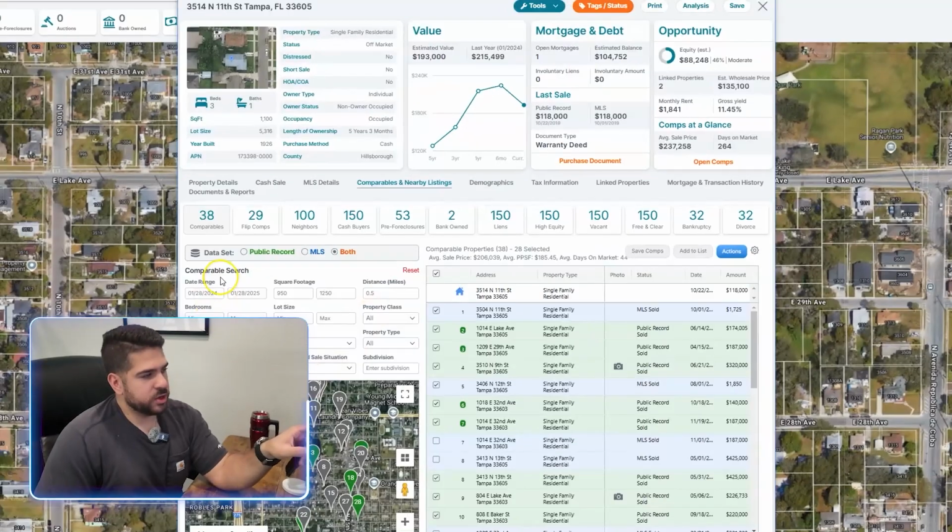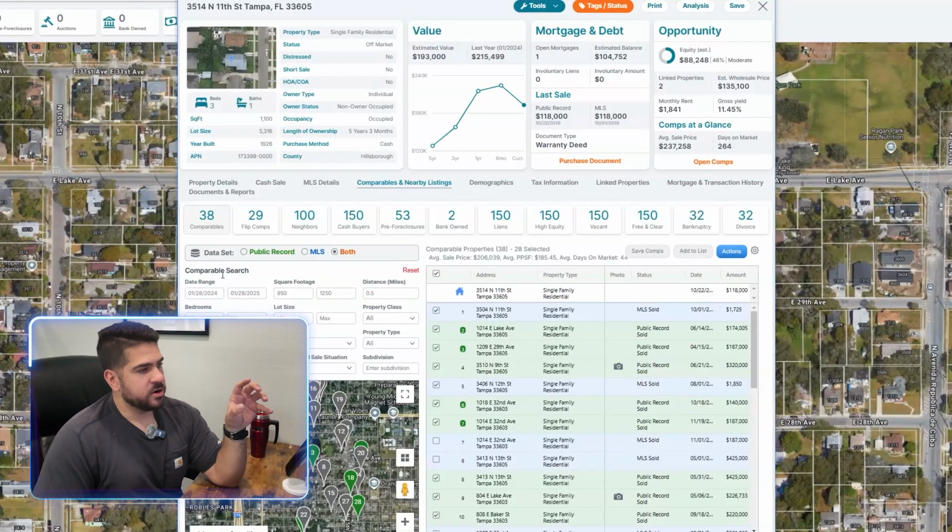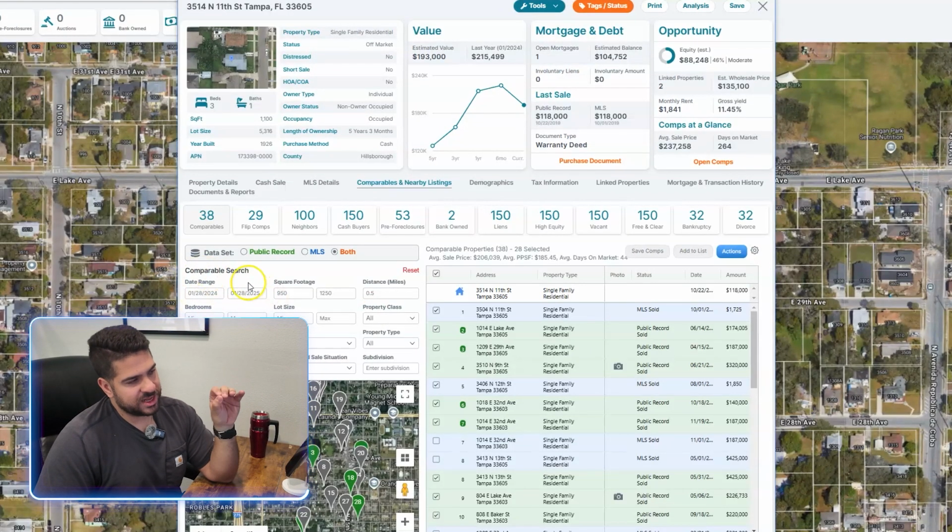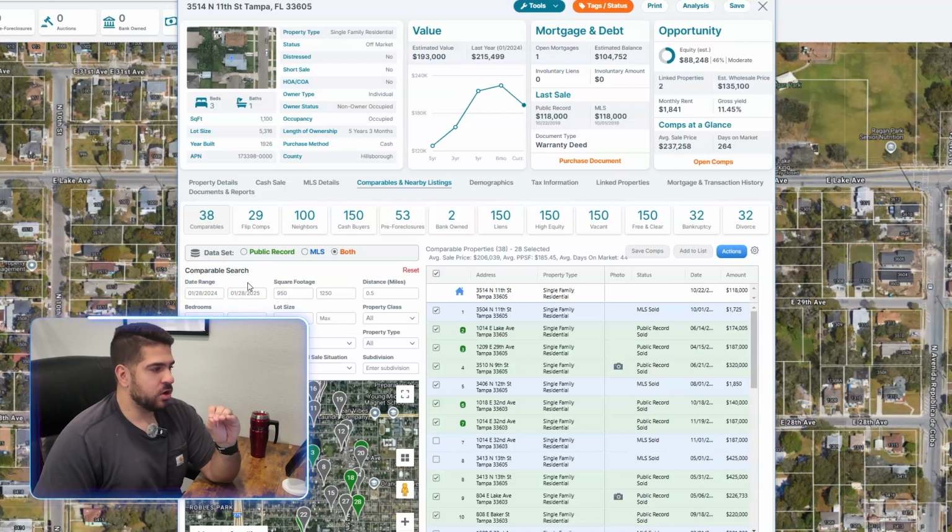So that's that, right? So that's done. I don't like to look at homes that have been sold within 1 year, right? So homes that have been sold within the last year are not good comps.